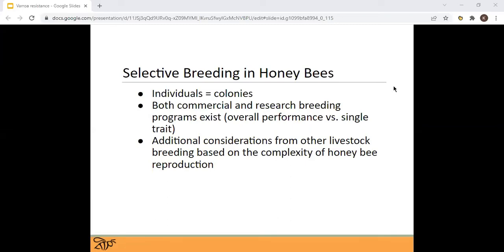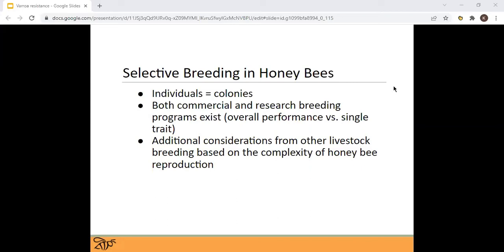And there are many breeding programs that exist for honeybees. Some of them are focused on overall performance and creating a very practical bee that's well balanced and suitable for use in a commercial or hobbyist operation. And then there are some that are bred for just one specific trait, and those are usually in research situations and for research purposes. For honeybee breeding, in addition to the other requirements, there are some additional things to consider.